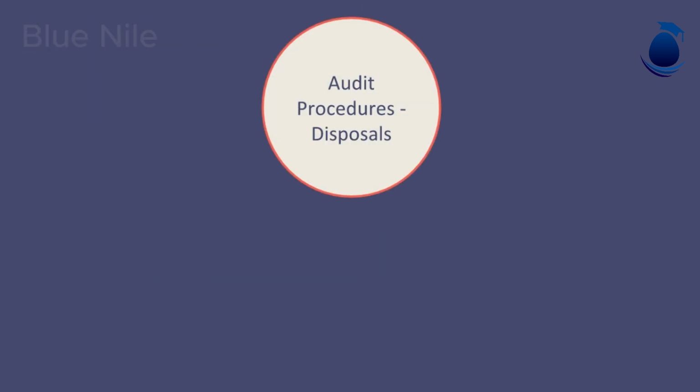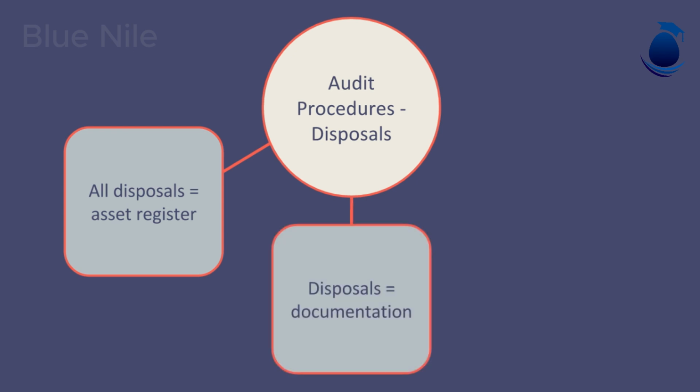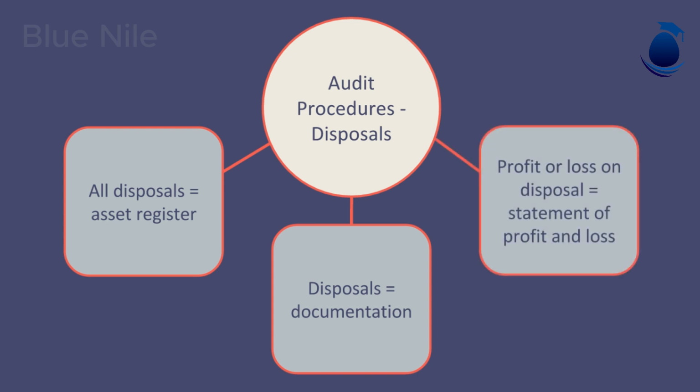For disposals in the year, the auditor should obtain a list of all disposals of assets made in the year and agree to the asset register to ensure that they have now been removed. They can agree disposals to documentation, for example sales receipts and bank statements, to prove that they were disposed of, and review the profit or loss on disposal, and agree with what has been recorded in the statement of profit and loss. These verify existence and accuracy.